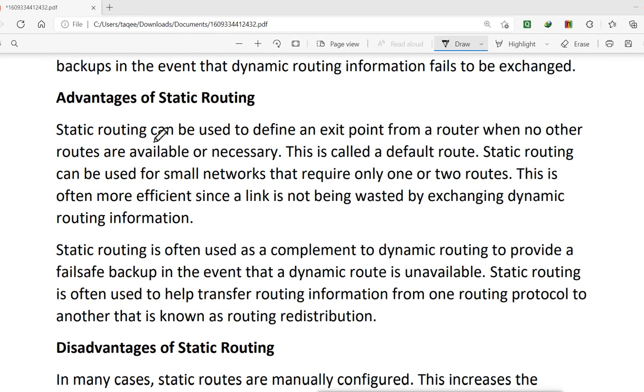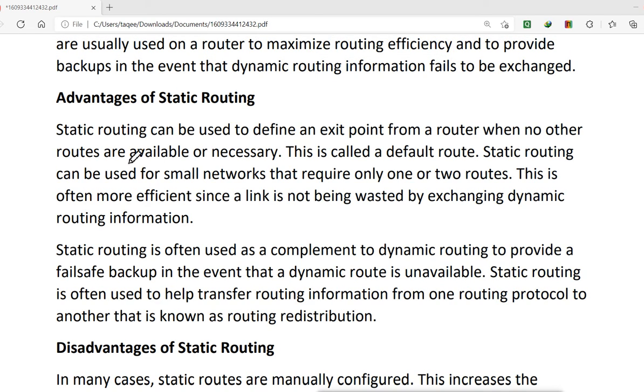Now when we do static routing, there are some advantages and disadvantages also. Advantages: static routing can be used to define an exit point from a router when no routes are available or necessary. We can do that even if we don't have any route. This is called a default route. We will talk about the default route later. Then static routing can be used for small networks that require only one or two routes. This is often more efficient since a link is not being wasted by exchanging dynamic routing information.